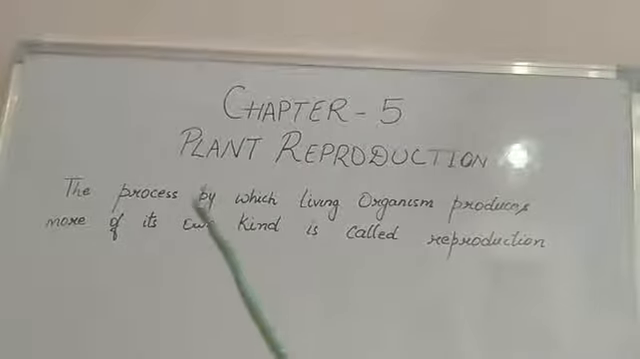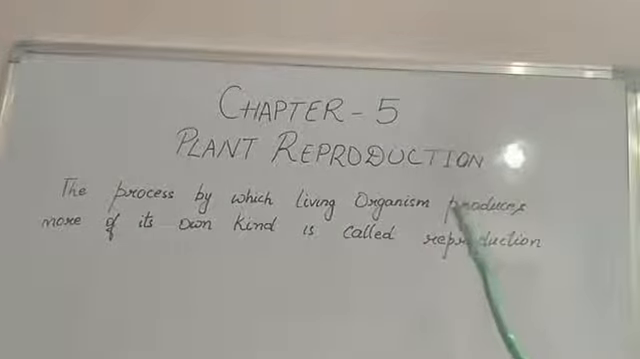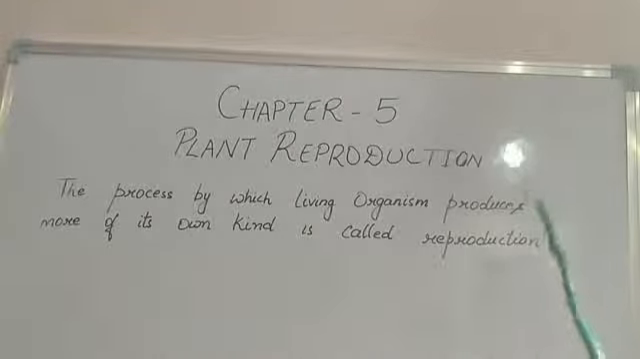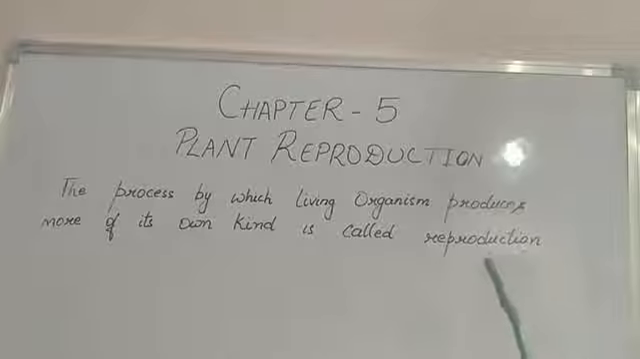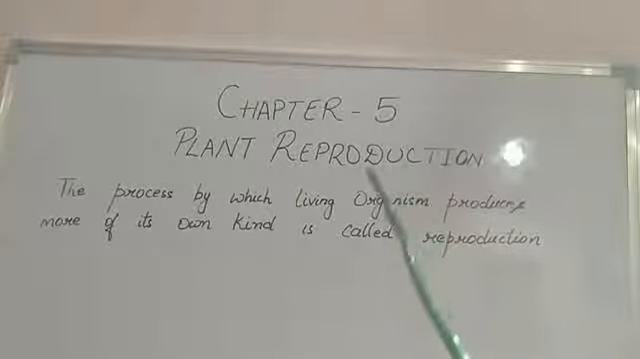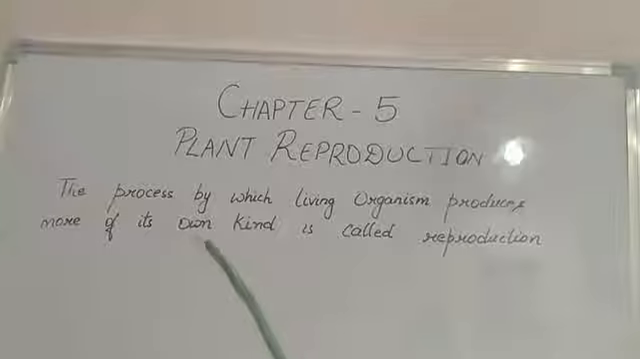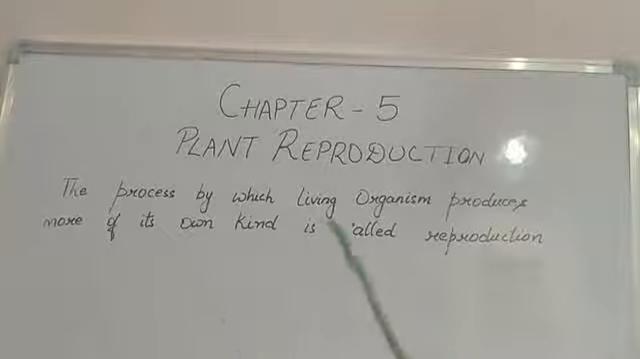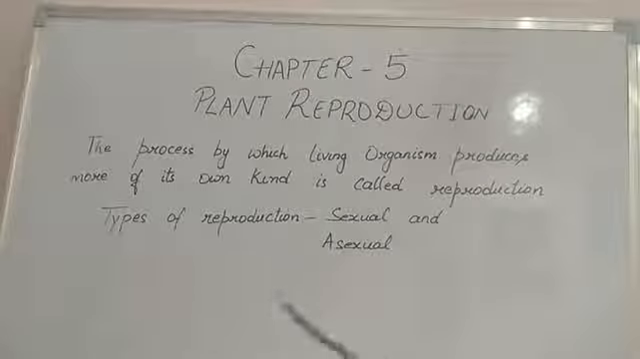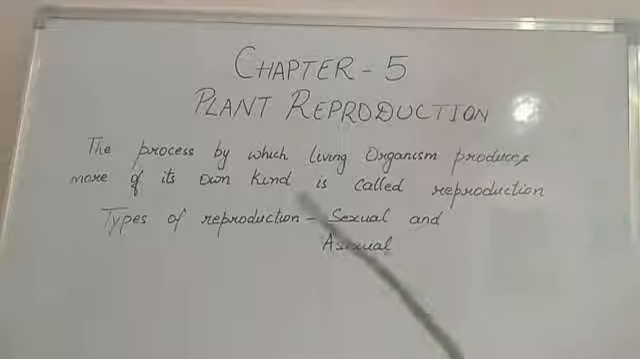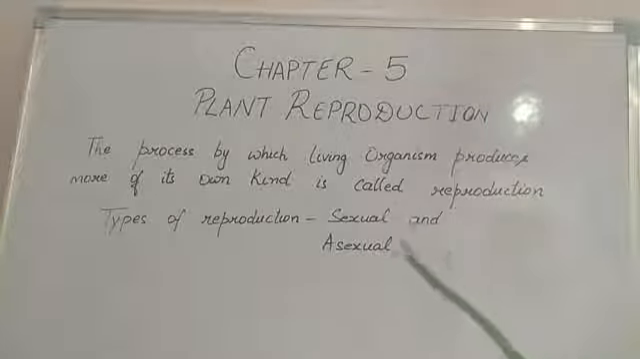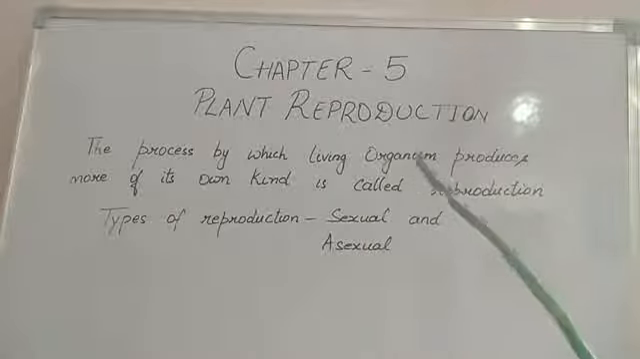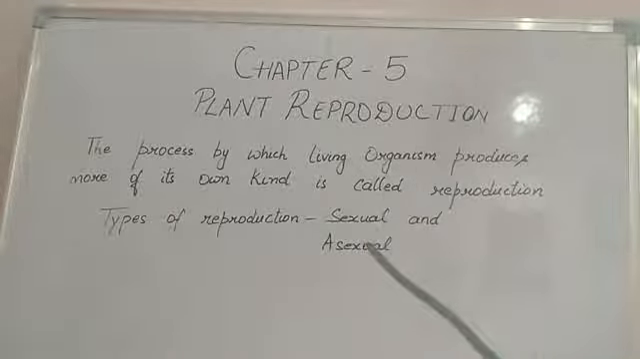The process by which living organisms produce more of its own kind is called reproduction. Reproduction is the biological process by which new individual organisms, offspring, are produced from their parents. Reproduction takes place in two ways, sexual and asexual. Now we will learn about sexual reproduction in plants.